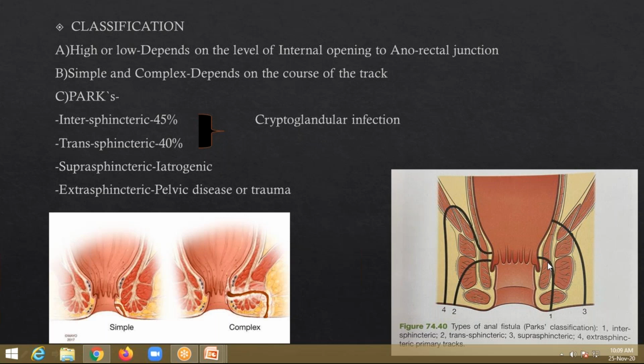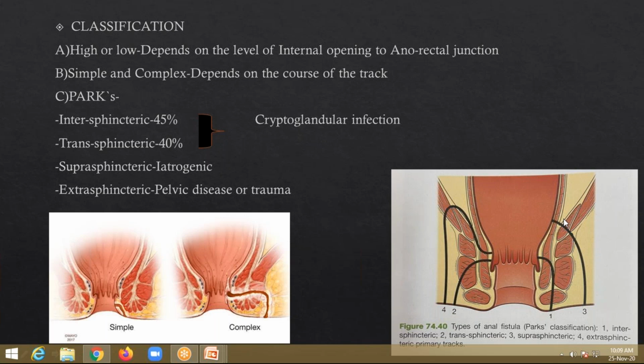And among these four, which has the best success rate if you plan a surgery? Intersphincteric and transsphincteric, if you do surgery, the success rate is good. Whereas with suprasphincteric and extrasphincteric, definitely if you do a surgery, the success rate is very low, because it is involving most of the levator ani. Levator ani contains the puborectalis, and it is a part of the pelvic diaphragm.